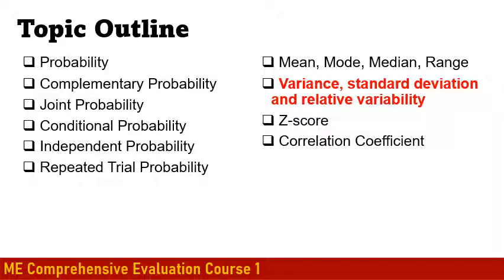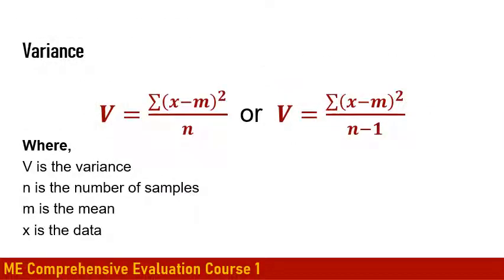Let's proceed to variance, standard deviation, and relative variability. Okay, let's proceed to variance. Variance is defined as the summation of (x minus m) to the power of 2, divided by n. Or you can also use the formula this way. It is actually dependent on whether it is a sample or a population. V here is the variance, n is the number of samples, m is the mean, and x is the data sets.